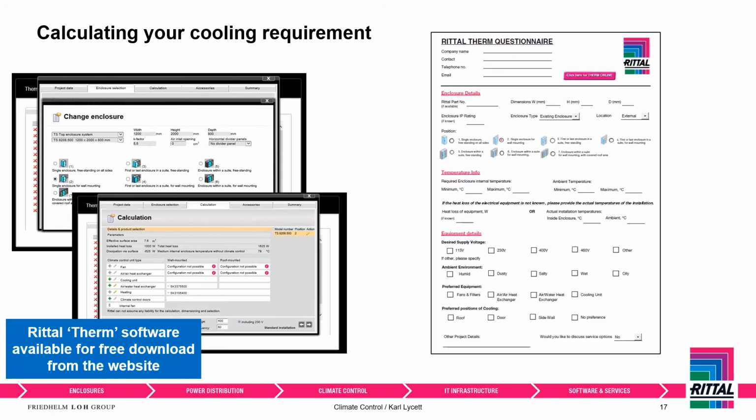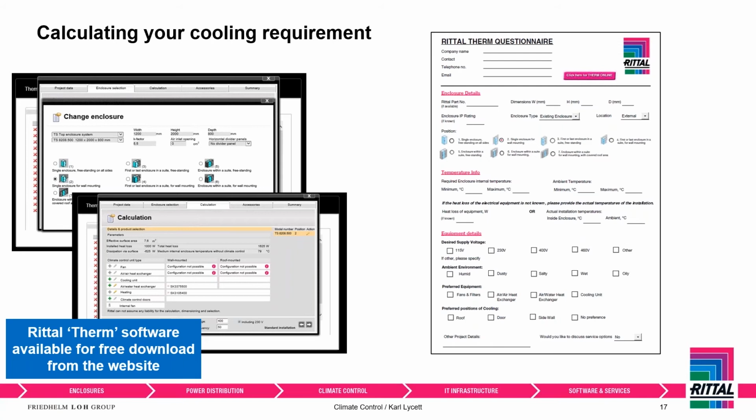The other thing we have for Therm is the Rittal Therm questionnaire. I would really recommend you try and get a copy of this. The best way is to send an email to cooling@rittal.co.uk or contact your local area sales manager if you know who that is, and we'll send you this PDF. It gives you a hint of all the details you require to fill out a correct Therm questionnaire. So it's a prompt.